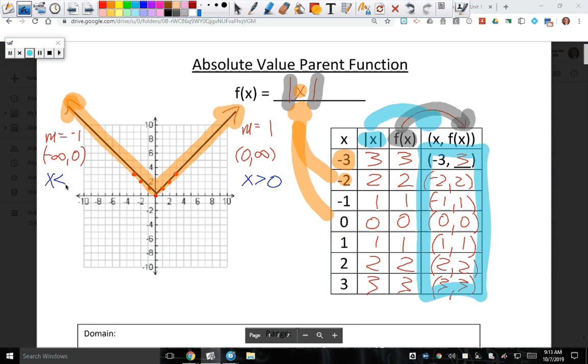X is less than 0. Perfect. And then one more last thing. What did we say the slope is at X equals 0? There is no slope, right? It does not exist.